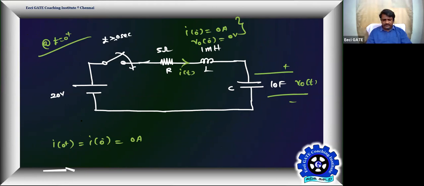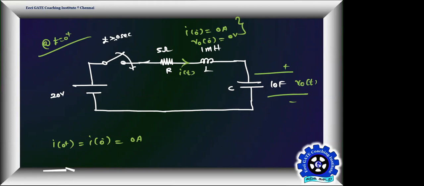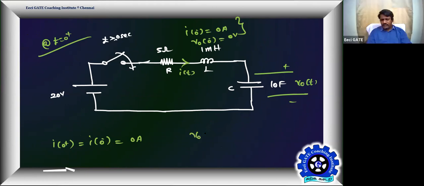Similarly, we know V naught of 0 plus is equal to V naught of 0 minus. That's the capacitor voltage, and the initial voltage is 0. Therefore, even after switching on the input supply, the capacitor voltage won't change. A capacitor cannot allow an instant change in voltage, and an inductor cannot allow an instant change in current. Understand the property of both these elements. You see?